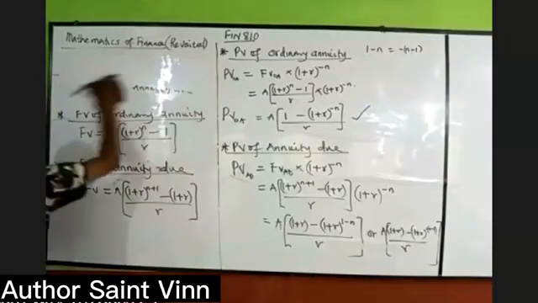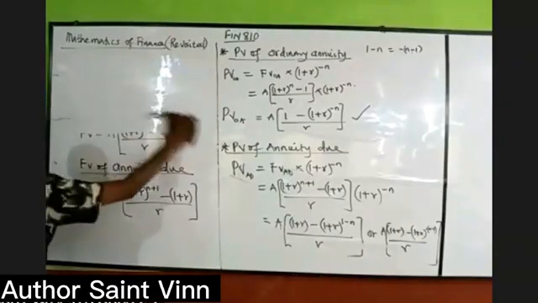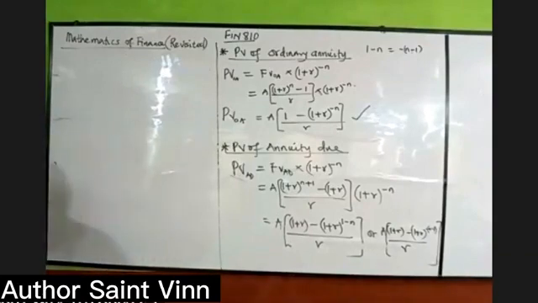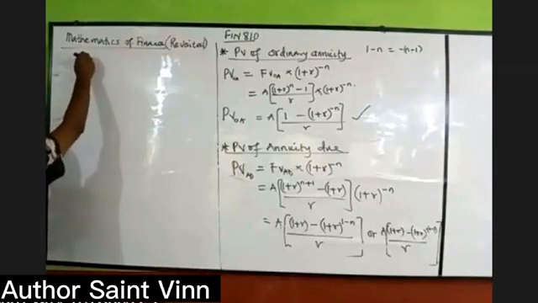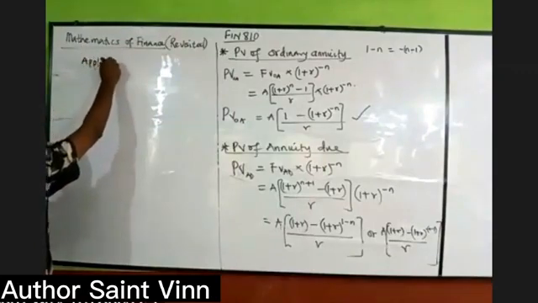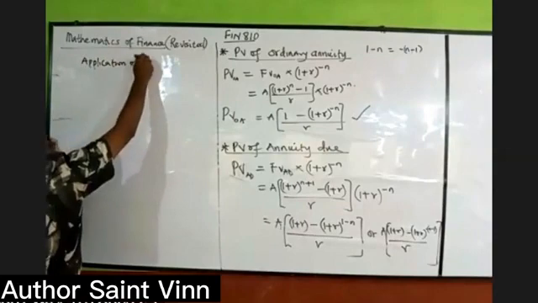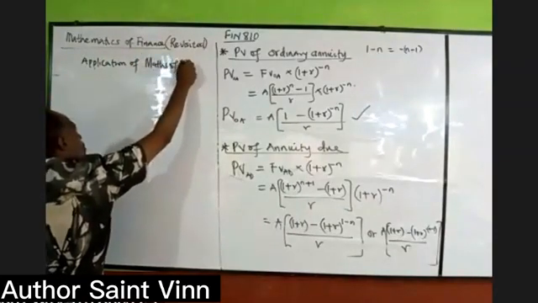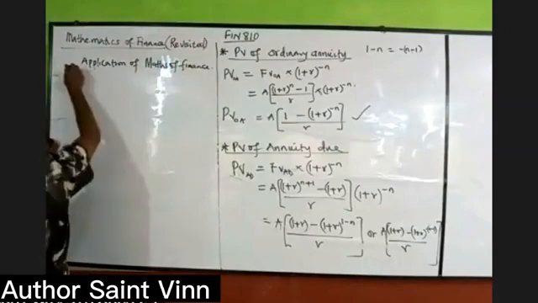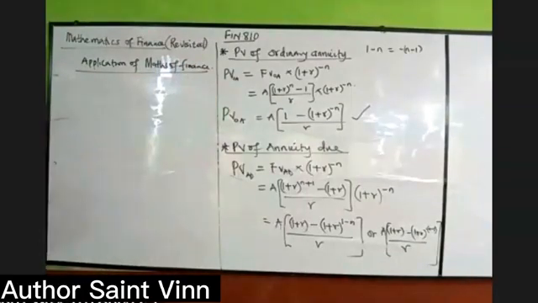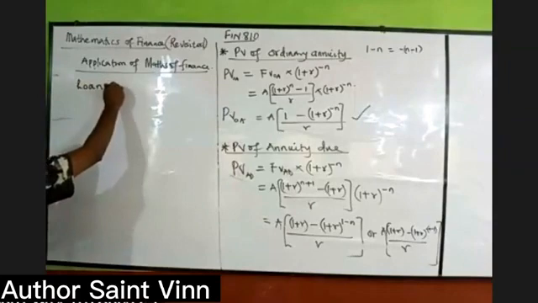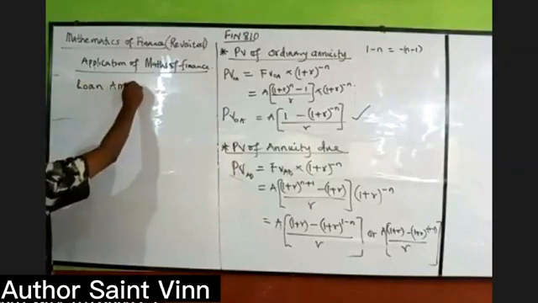Still on annuity, but we have just finished that one. But let's just write the thing that we need. The last one to complete this topic is the application of mathematics of finance. Yes, we have done everything to apply. The first one is loan amortization.